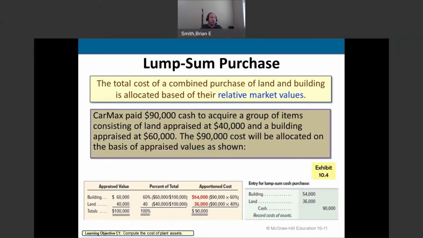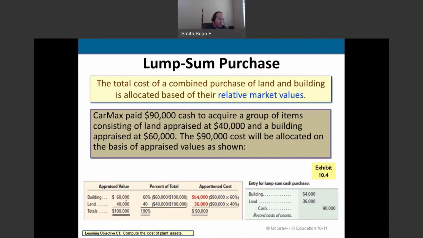So in this case, it says CarMax paid $90,000 cash to acquire a group of items consisting of land appraised at $40,000 and a building appraised at $60,000. If we paid less than the fair market value under this appraisal, or if we paid more than the fair market value of the appraisal, what we're going to do is allocate the cost towards what the actual value is. In this case, the appraised values total $100,000. We see that. I'm going to use the mouse. Hopefully you can see this.